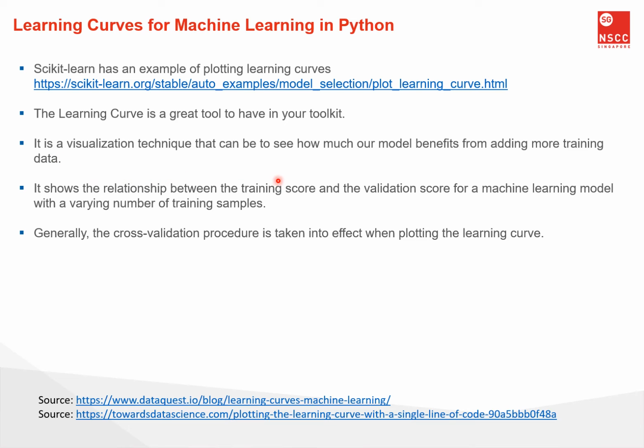It shows the relationship between the training score, which is the measure of how good the model is, and the validation score for your machine learning model against a varying number of training samples. One of the axes is the number of training samples. So we are basically plotting the performance or the score for the training set and the test set versus different numbers of training samples. Generally, a cross-validation procedure should be used when plotting the learning curve. We want to try to avoid overfitting, so we should do the cross-validation procedure as we're plotting this learning curve.